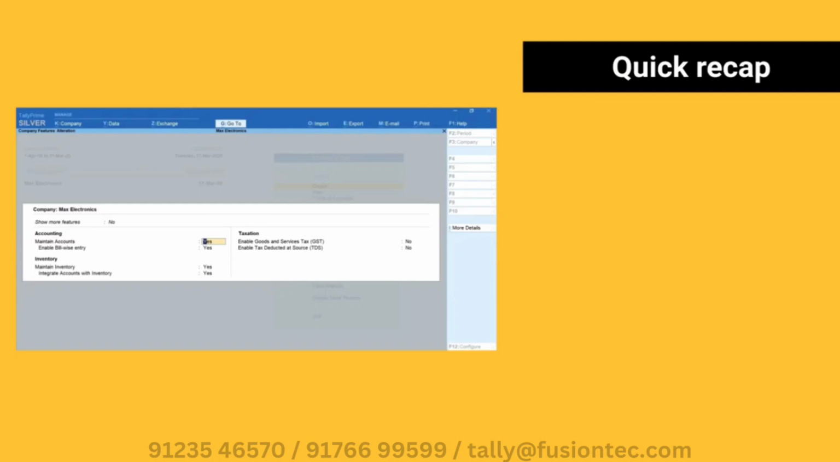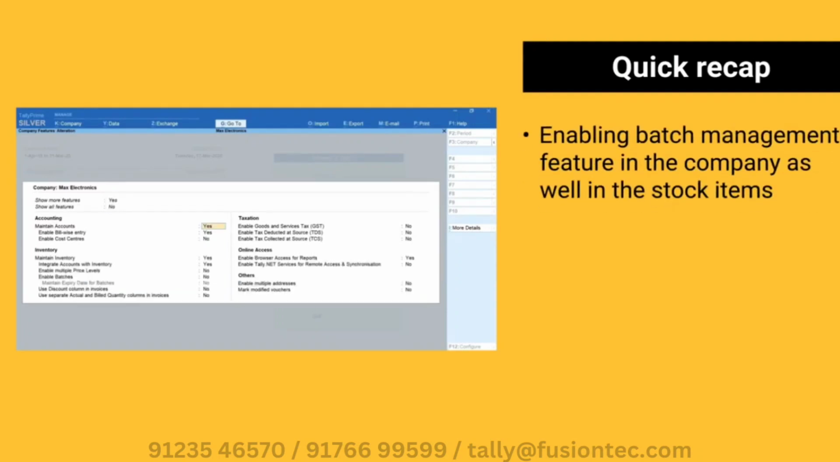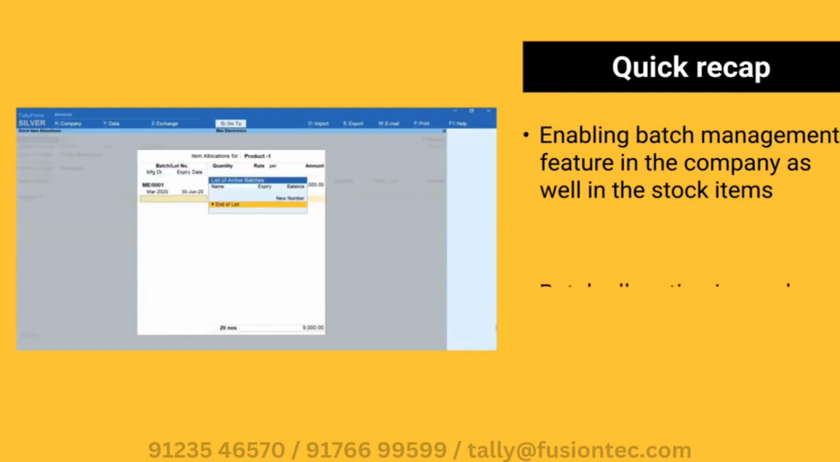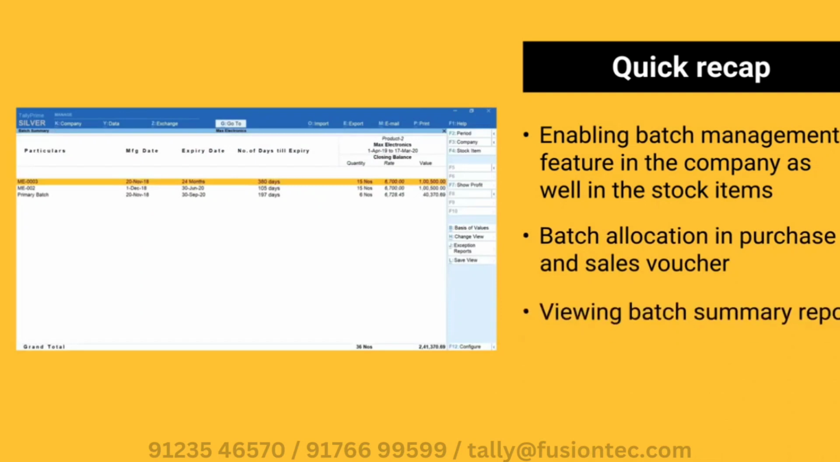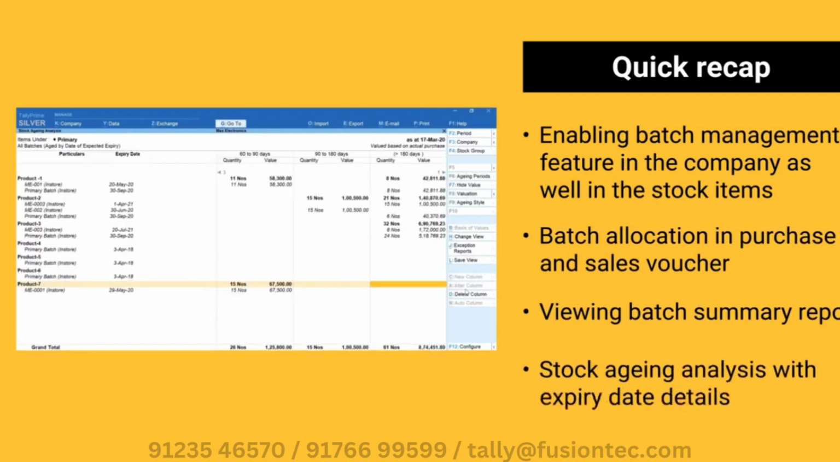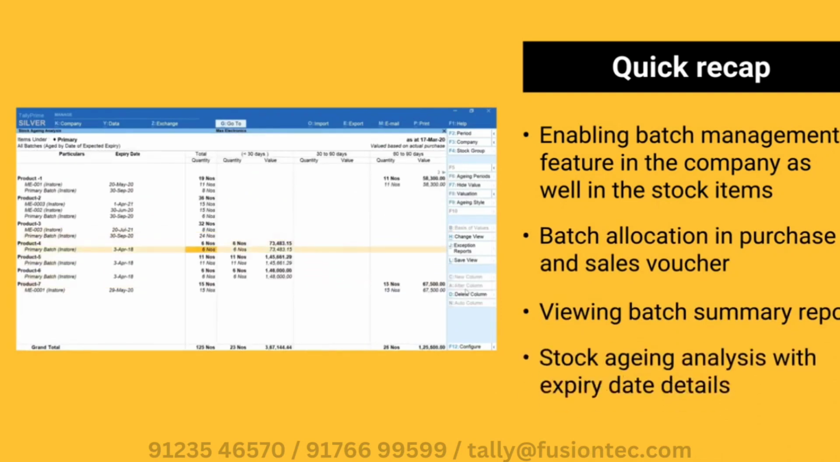Here is a quick recap. Enabling batch management feature in the company as well as in the stock items. Batch allocation in purchase and sales voucher. Viewing batch summary report. Stock aging analysis with expiry date details.